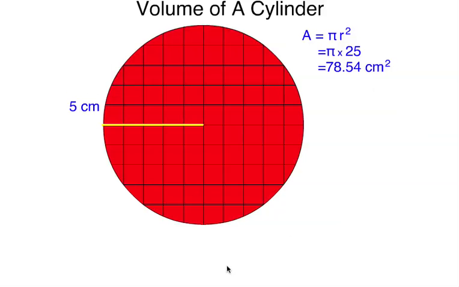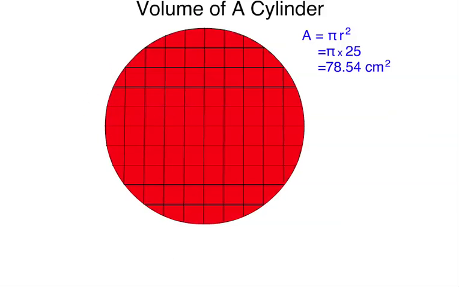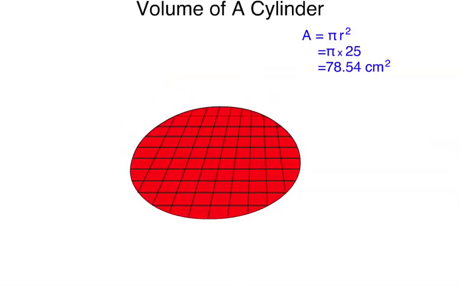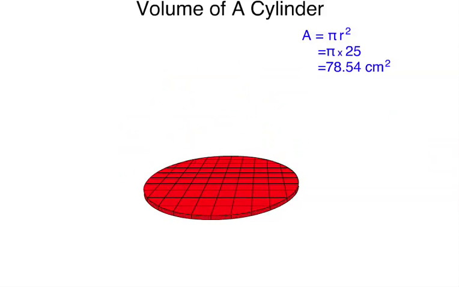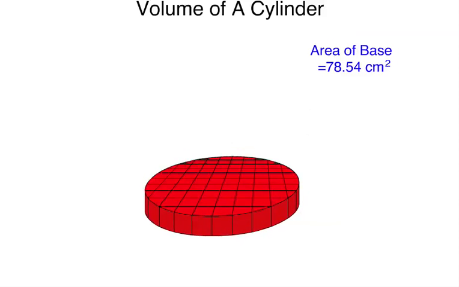Now, when we're talking about a cylinder, the base of the cylinder is going to be a circle, right? All right, let's have a look at that. Okay, and then we're going to be looking at it having a height. So think about it this way. Think about the first layer as being like 1 centimeter high.